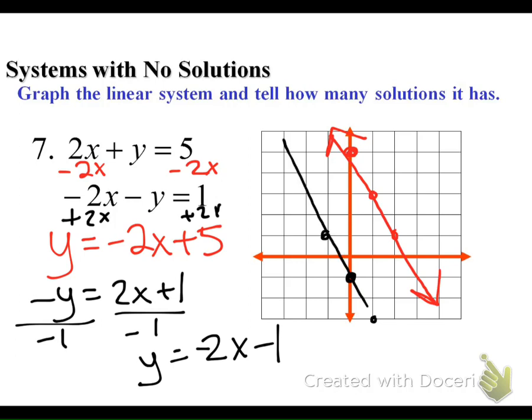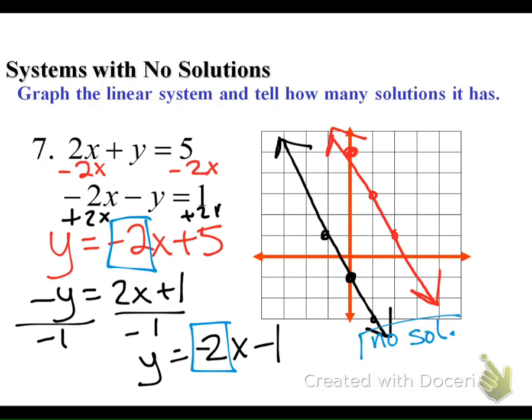What kind of lines are these? So where do they intersect? Nowhere, okay? A good tip off here that it's going to be no solution is, look, their slopes are exactly the same. We know when the slopes are exactly the same, they're parallel lines that never intersect. So the answer is no solution.